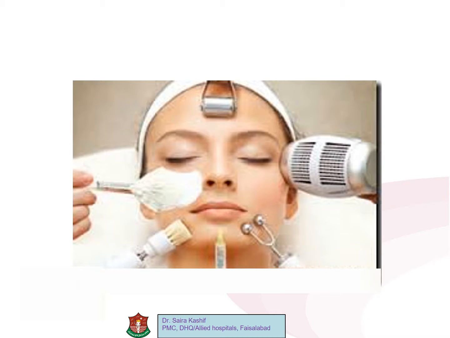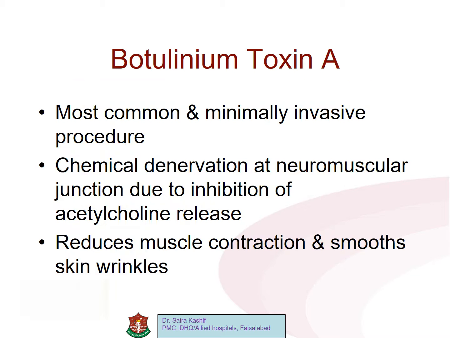But thanks to the light, laser, needles, threads, and so many cosmetic procedures which are there to help us look younger than our age. So here today we are discussing the botulinum toxin A. It is the most common and minimally invasive cosmetic procedure, and how it acts: it causes the chemical denervation at the neuromuscular junction due to inhibition of the acetylcholine release. So there is reduced muscle contraction and it smoothens the skin.